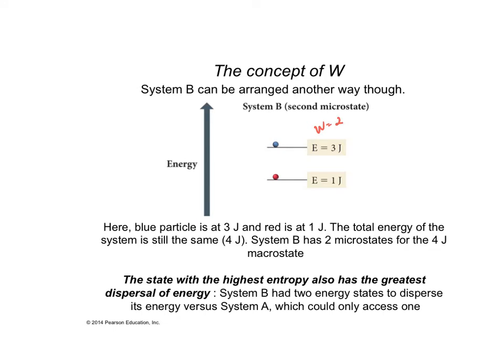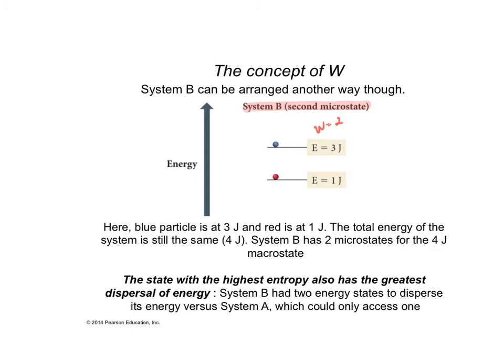So which system has the most entropy? System B, right? Because W is 2, that's going to give S overall a larger value than W being equal to 1, which would make S 0, okay? So system B, because of that, has more entropy, okay?